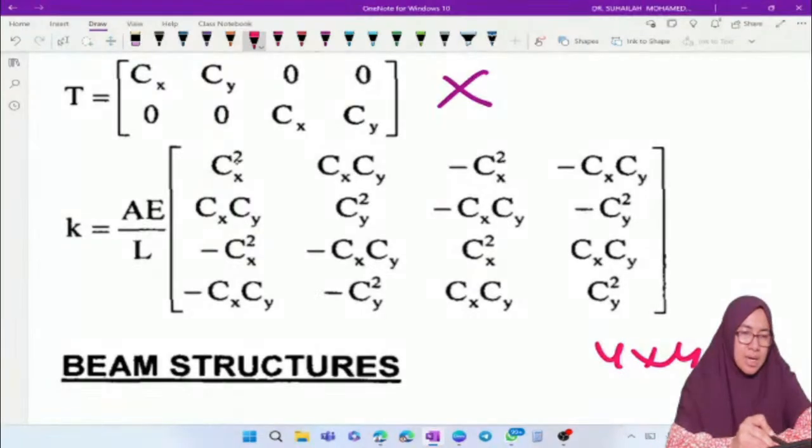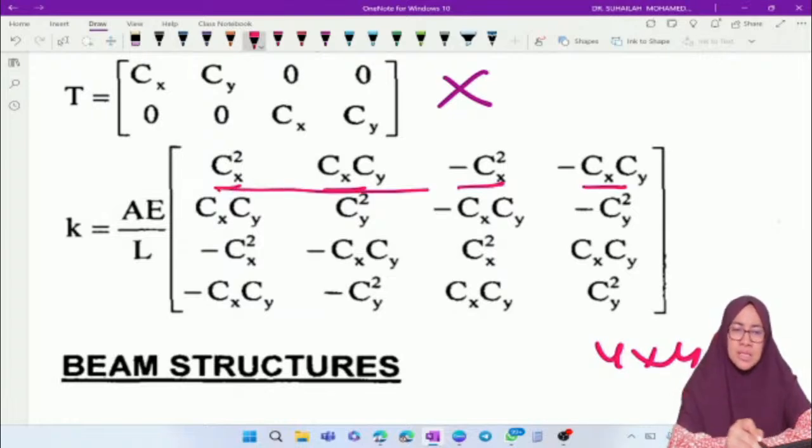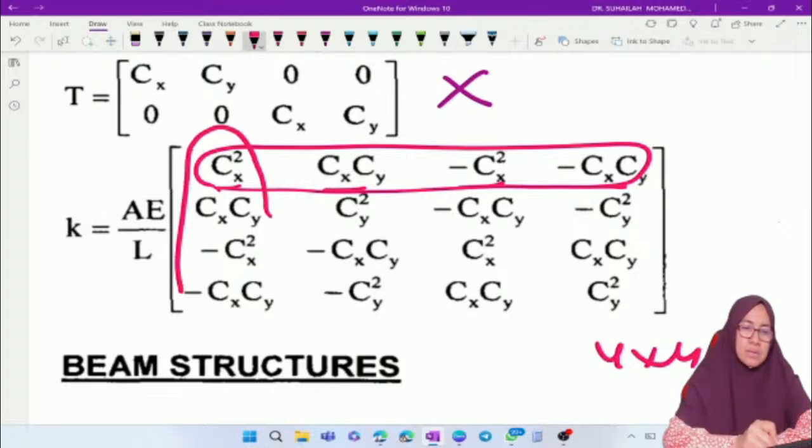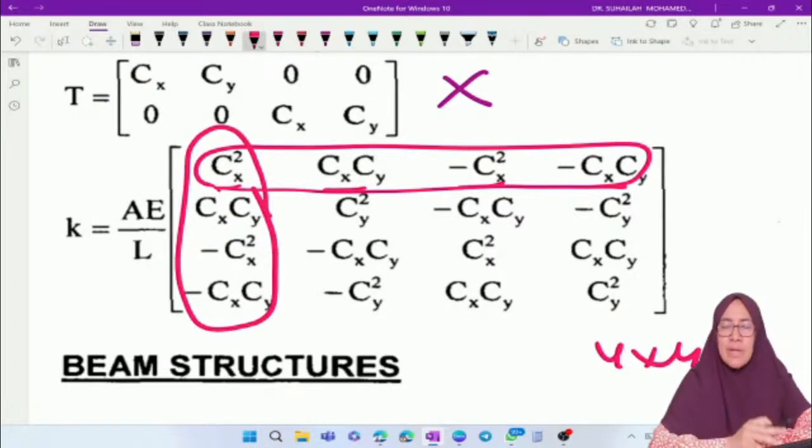Actually, the value is quite simple. This is cx square, cx cy. The matrix should be symmetric. So this is negative cx square, negative cx cy, and this equals this, because it is a matrix, and a matrix must be symmetric.